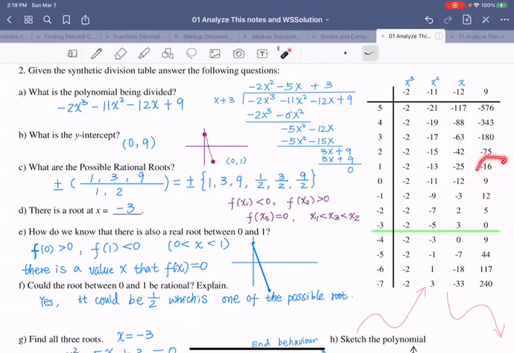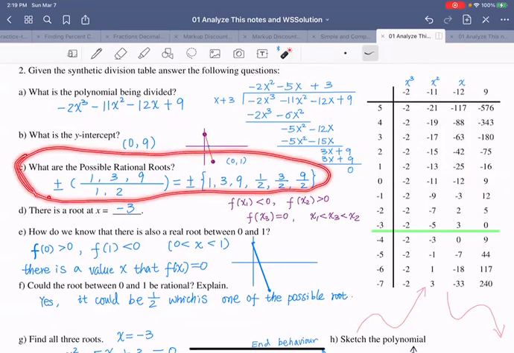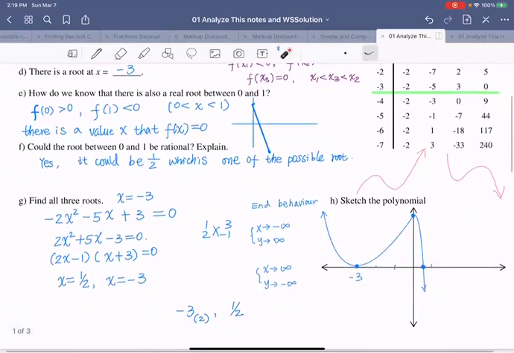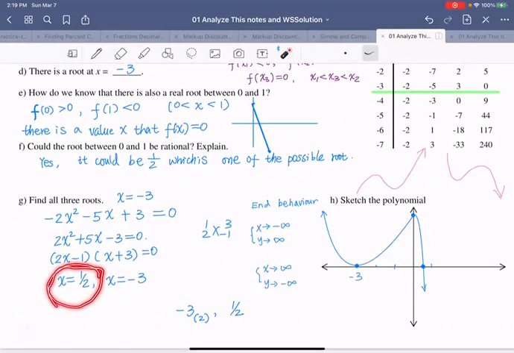And then you said there is a root between x equals 0 and x equals 1. So you look for your PRR table, your PR table here. Do you have a value between 0 and 1? Yes, 1/2 is a very good candidate. And when you solve this one, you do notice that, yes, 1/2 is your root. You confirmed your conclusion.